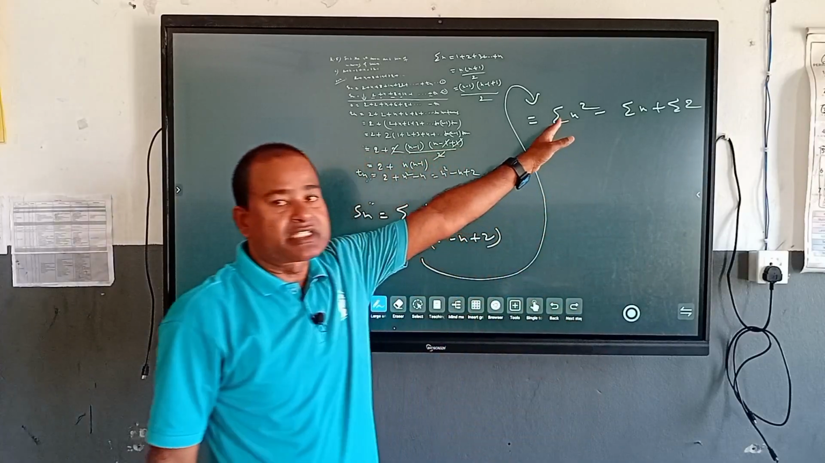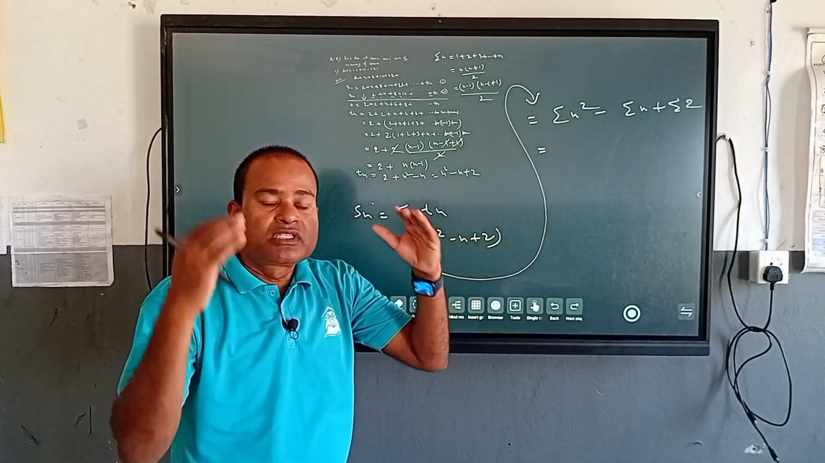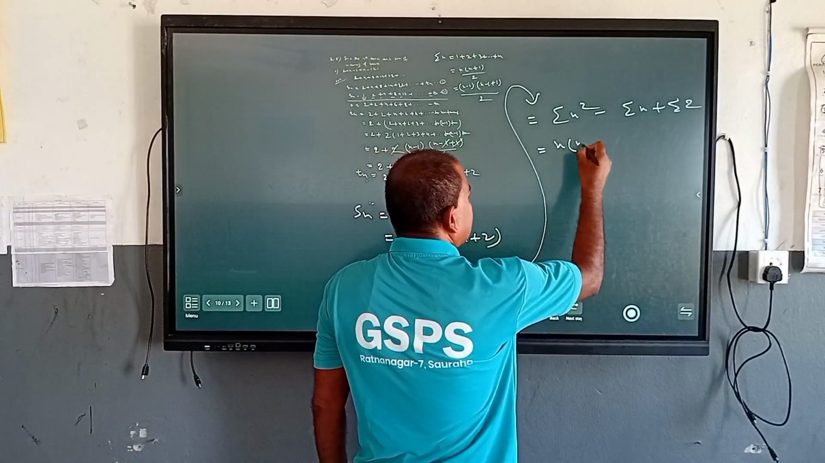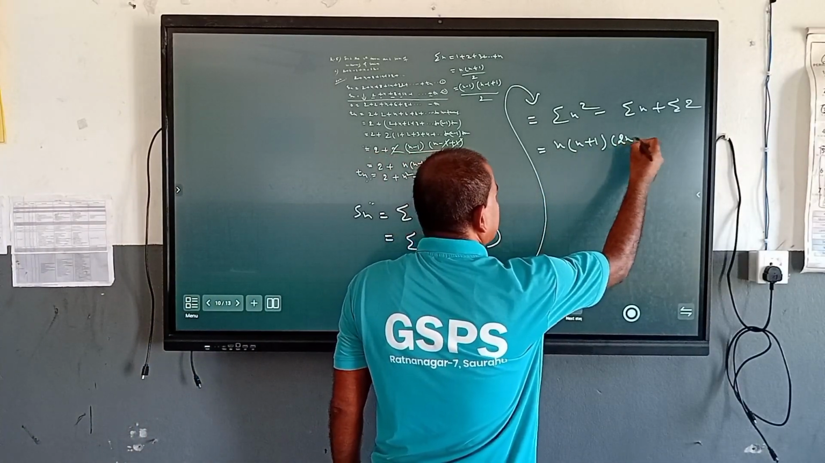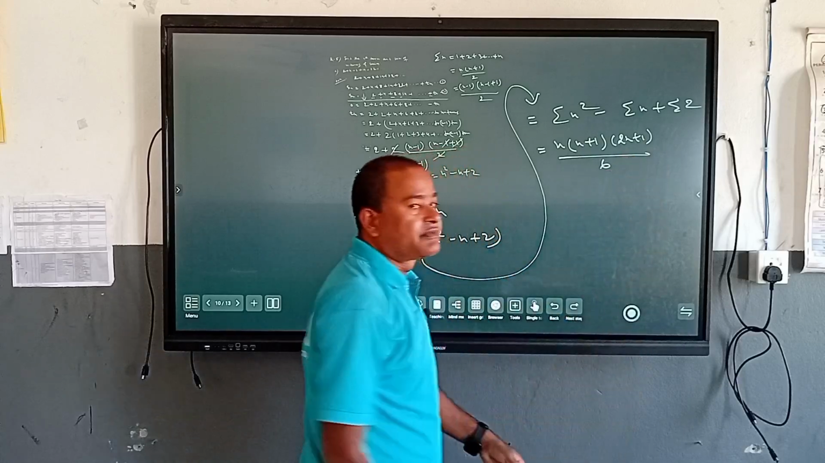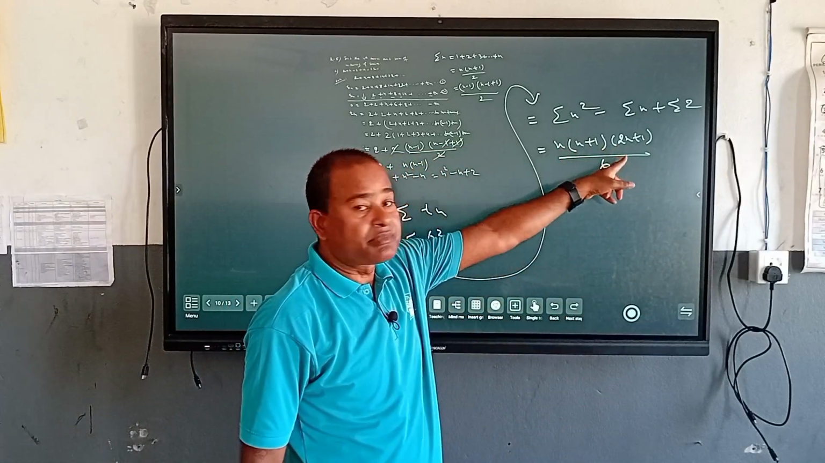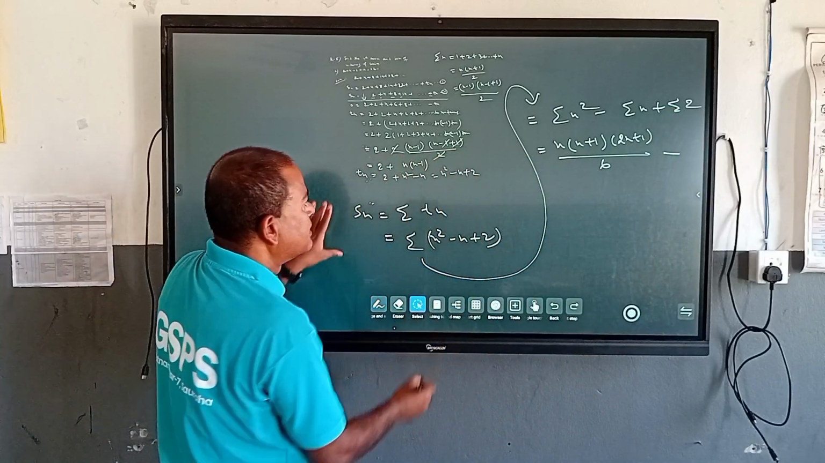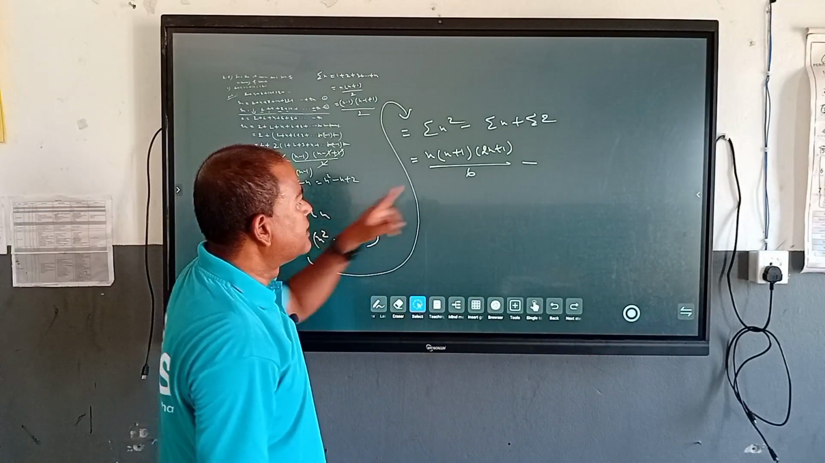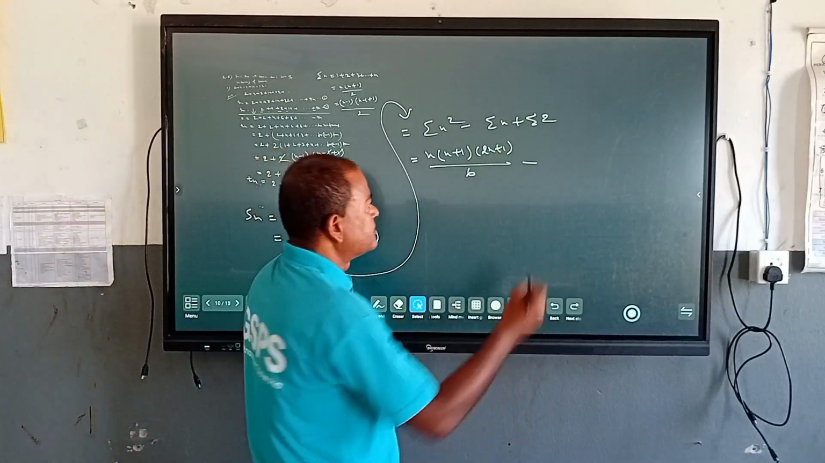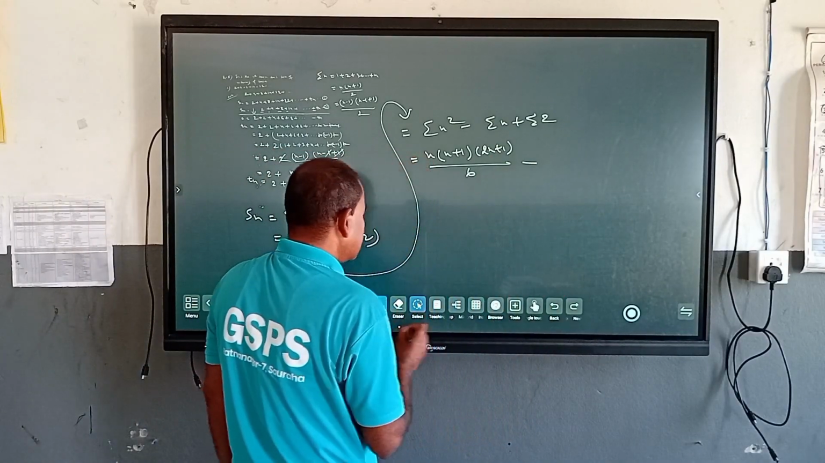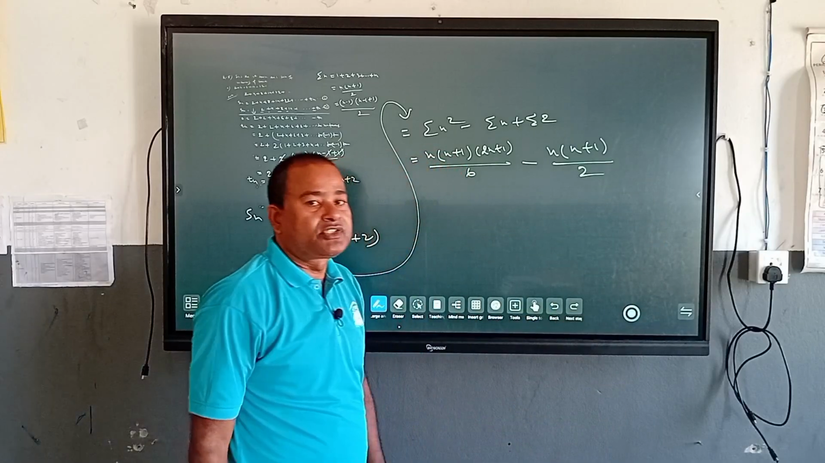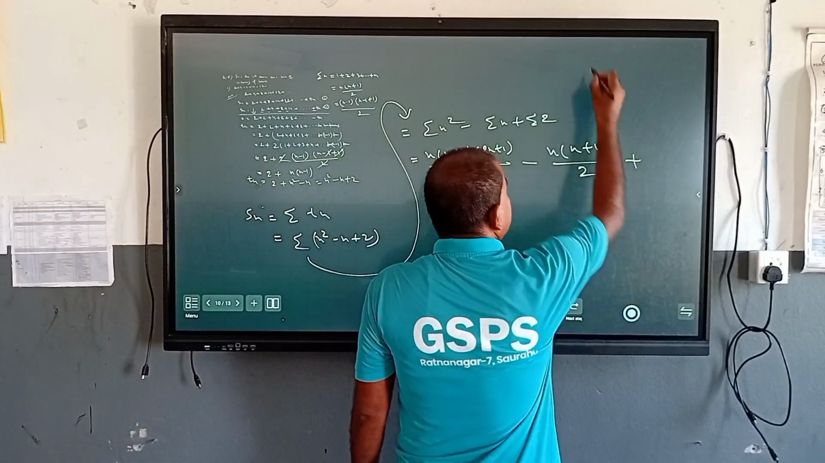Dear students, we know that summation n square means the sum of the squares of the first n natural numbers, which is given by n times n plus 1 times 2n plus 1 divided by 6, minus summation n. Dear students, summation n means the sum of the first n natural numbers. That means n times n plus 1 divided by 2, plus, dear students, summation 2.